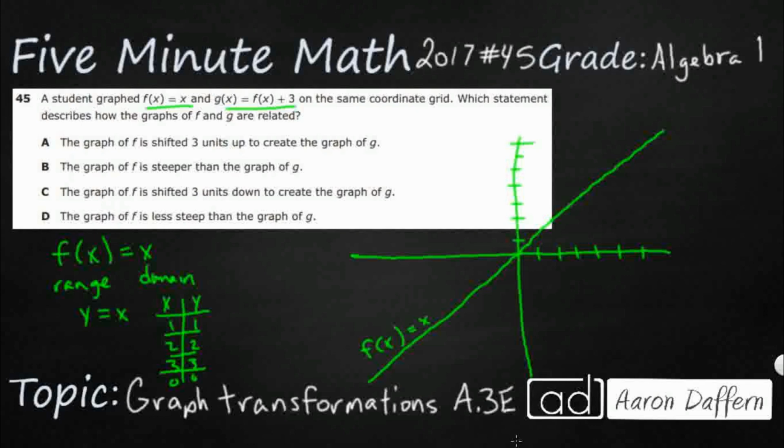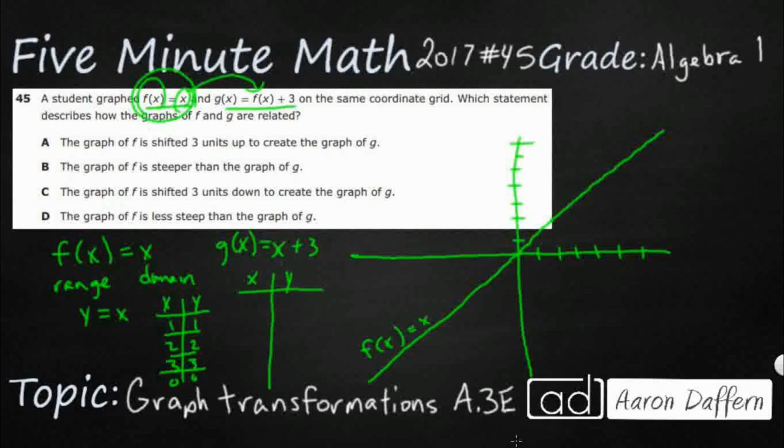Now what about the second one? g of x equals f of x plus 3. Well, if f of x equals x, then we can actually just substitute in this x, and we can say g of x equals x plus 3. Since f of x equals x, we can substitute in one for the other. So really, we're just going to take our x and then add 3 for the y.